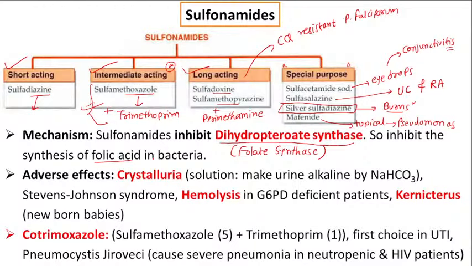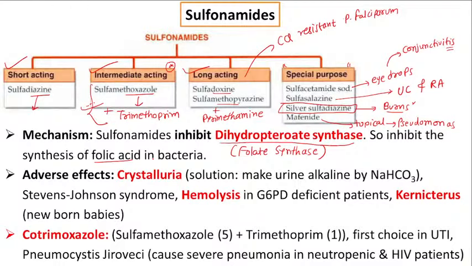What are the specific adverse effects associated with the sulfonamides? The sulfonamides are excreted into the urine, and they get precipitated in it. The urine has a slightly acidic pH, and in this acidic pH the drug gets precipitated and forms crystals, and that is why it is known as crystalluria. Crystalluria occurs in acidic urine, where the excreted sulfonamide precipitates and forms crystals.